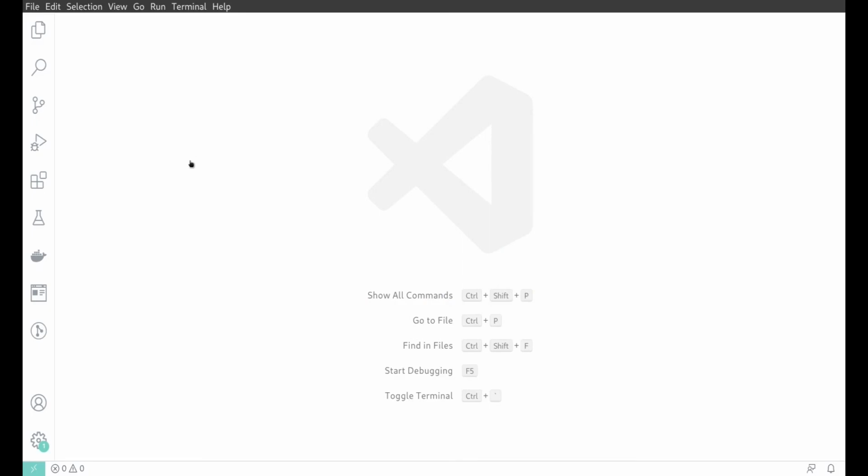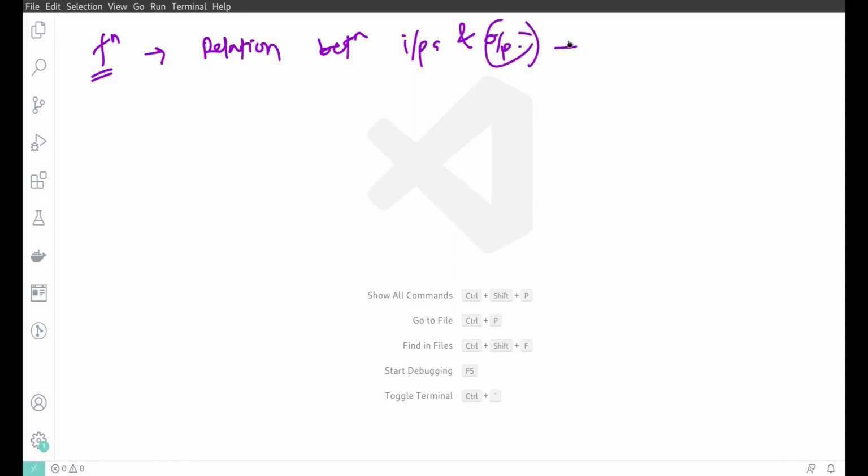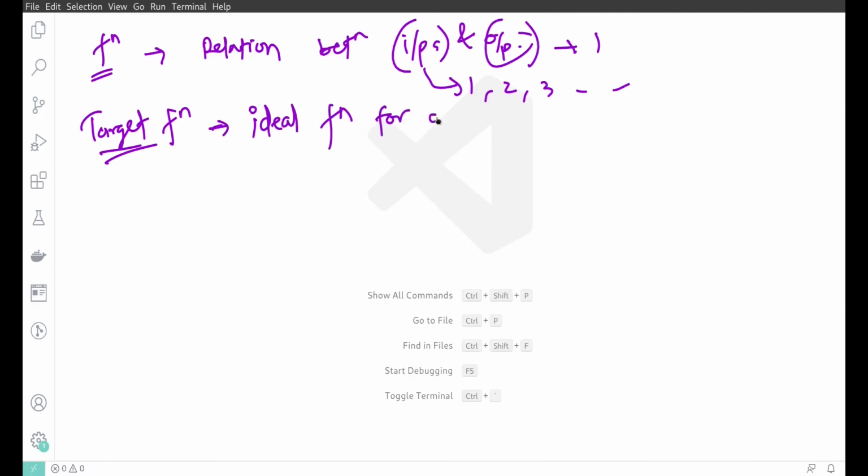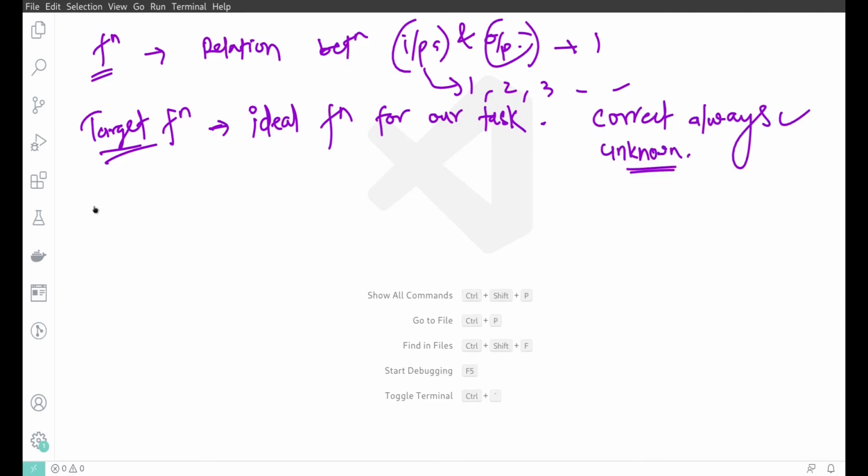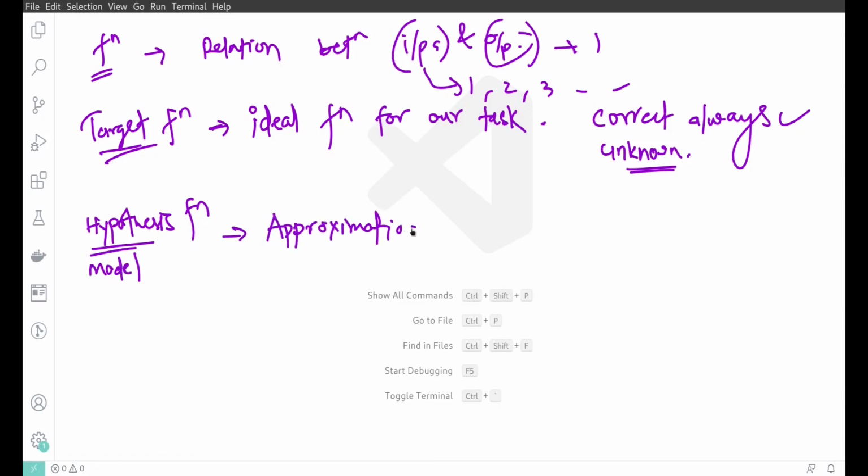So let us just summarize everything we have understood till now. We learned about function. It is just a relation between inputs and output; the output is always 1, while the inputs can be 1, 2, 3, multiple. Then we learned about target function. Target function is the ideal function for our task and it always gives correct values, but this is unknown to us. Since this target function is unknown, we try to find the approximation, that is the hypothesis or the model. So this is just an approximation of the target function.